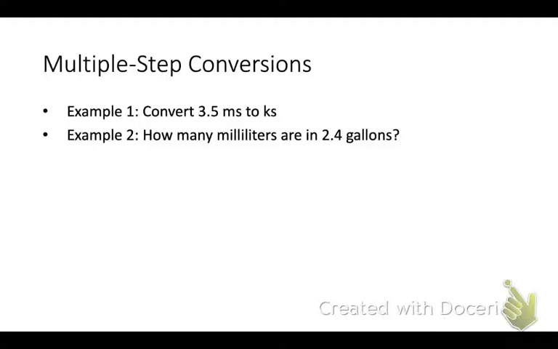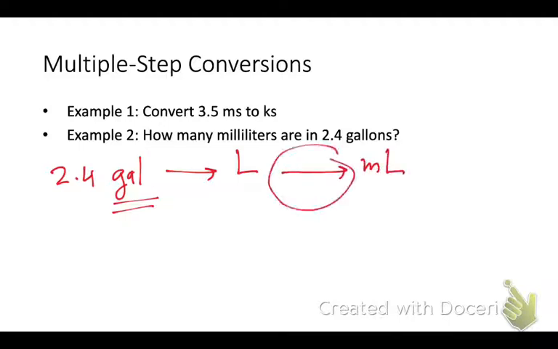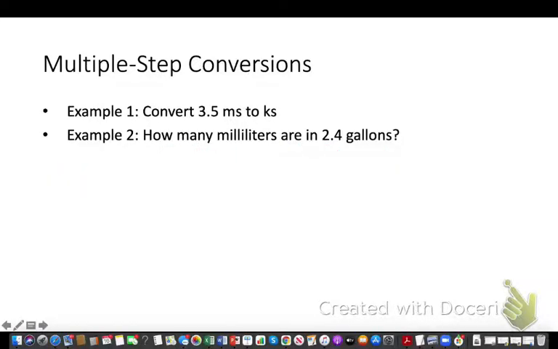How many milliliters are in 2.4 gallons? So you're going to ask yourself, 2.4 gallons. I might have a relationship between gallons and liters, and then between liters and milliliters. Every arrow here is a representation of a conversion factor. So when you start, I'm going to start by saying I have 2.4 gallons. I know that there are 3.785 liters in every gallon.